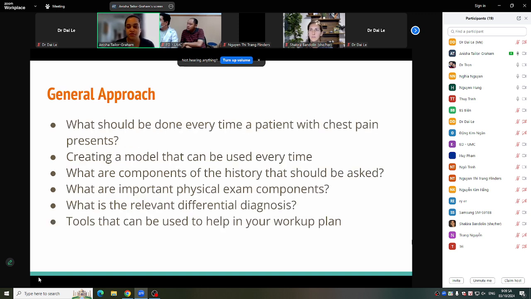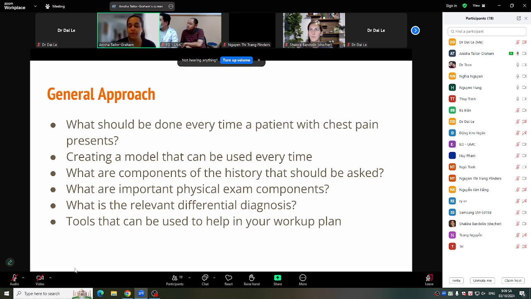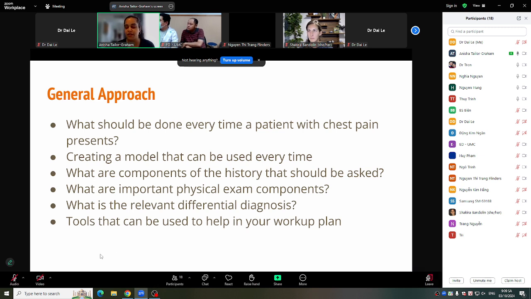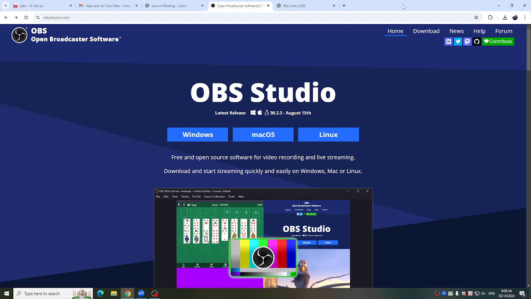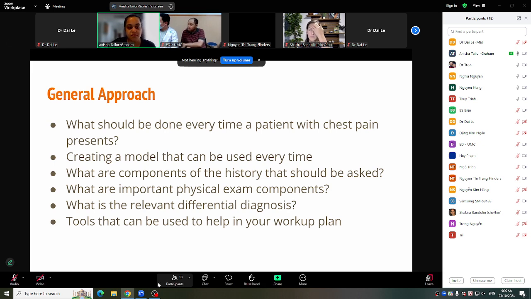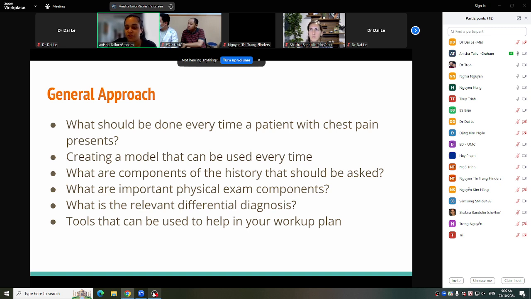So, in terms of the general approach to chest pain in the emergency department, what should we be doing every time a patient comes in with chest pain? What we're trying to do is create a model that can be used every time. This is more of a mental model so that you aren't missing any steps when evaluating a patient with chest pain. What are the components of the history that we should be asking? What are some important physical exam components that we should be including in our evaluation? What's the relevant differential diagnosis that we should keep in mind in the emergency department? And then we'll briefly go over some tools that can help in coming up with your workup plan.